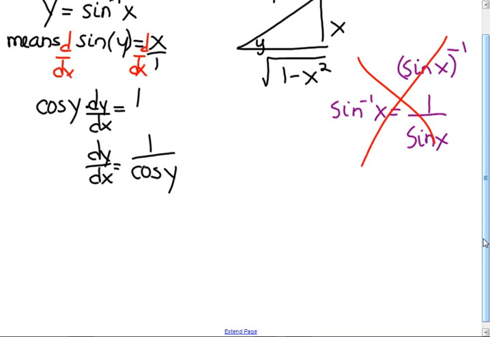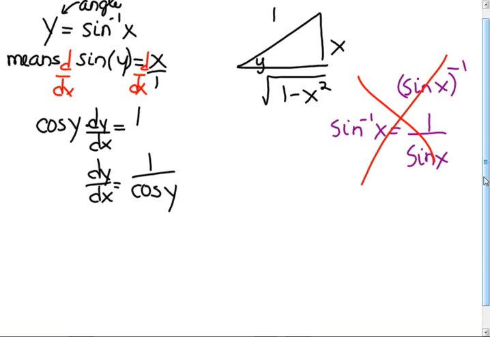Now, look at my triangle. Colin, what's the cosine of y? Because then I'm back to where I want to be. Cosine of y is the square root of 1 minus x squared over 1. And that's the derivative of the inverse sine. And that's what you missed yesterday.